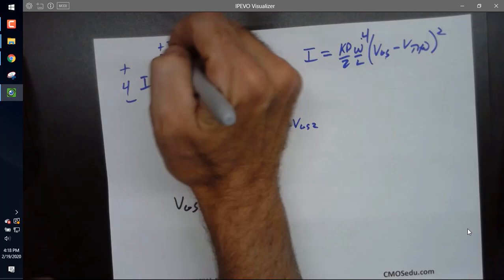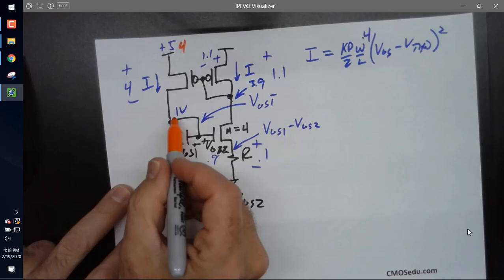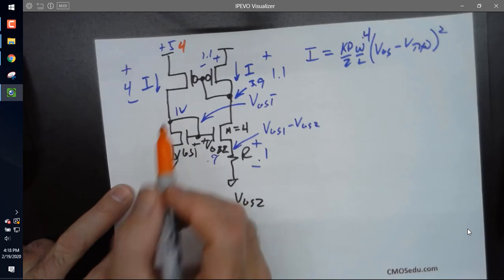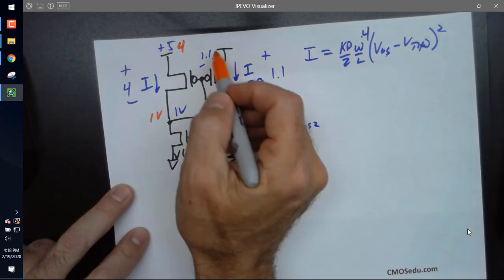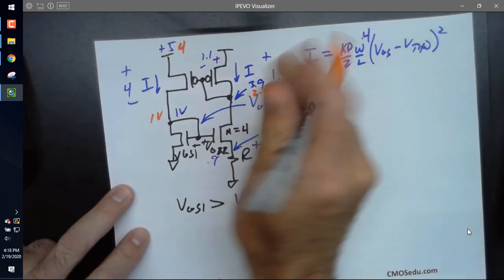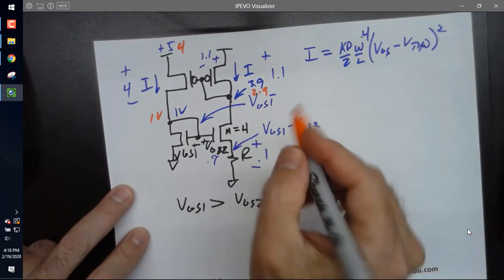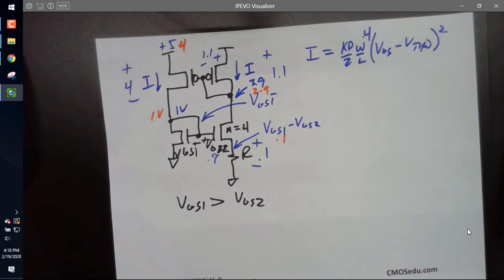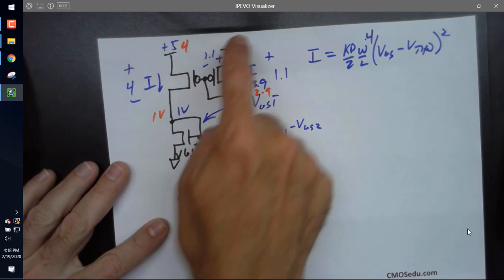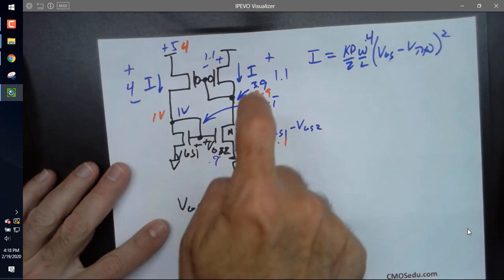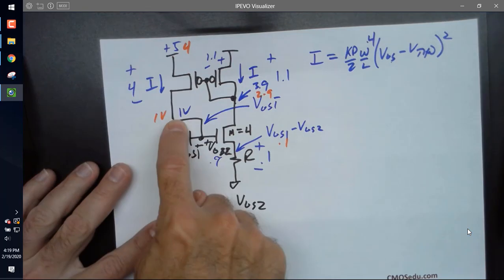Let's say this drops to 4 volts now. What does this voltage change to? Nothing. It's still 1 volt. Well, what does this voltage go to? 2.9 because it's 1.1 volts below 4. What does this voltage change to? Stays at 0.1. So by varying the voltage, I'm just varying the voltage on this node here and the voltage between the source and drain, but this stays at 1 and this stays at 0.1.